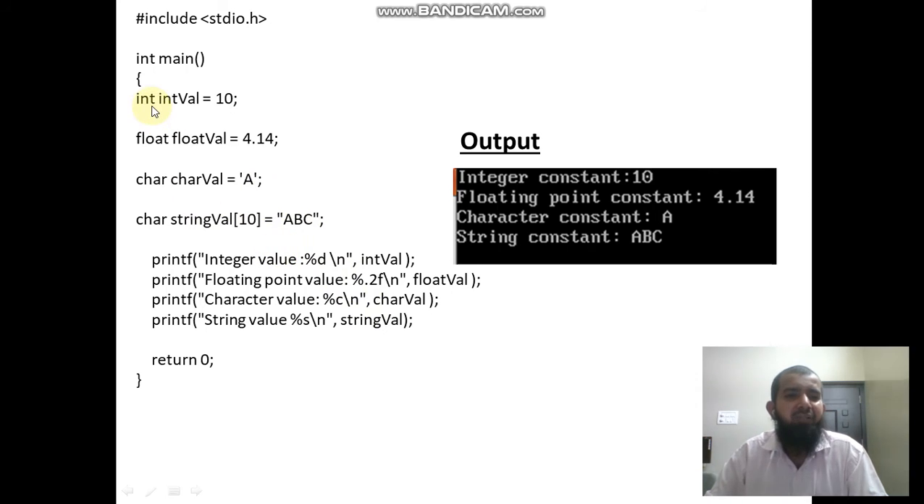Clear, no? So int is one data type for only integer numbers, float data type for decimal points, char for letters, only one letter. If you want more than one letter, you have to include this subscript. Within that you have to mention how many characters you want. Okay, 10 means maximum 10 characters you can write. Clear, no? Okay. Yes, thank you.